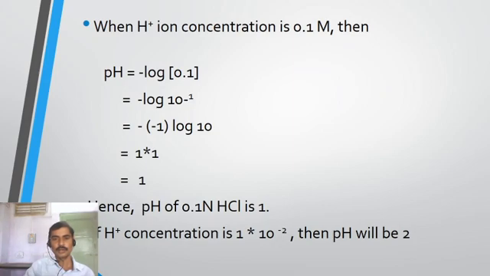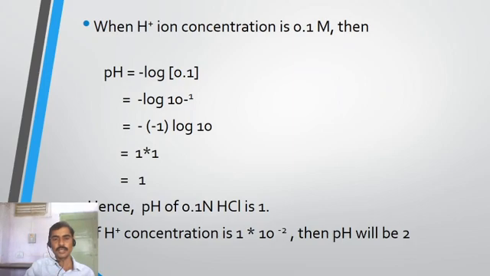For example, for a strong acid like hydrochloric acid, when the H plus ion concentration is 0.1 molar, then pH will be 1. How is the pH of hydrochloric acid calculated when its H plus ion concentration is 0.1 molar?